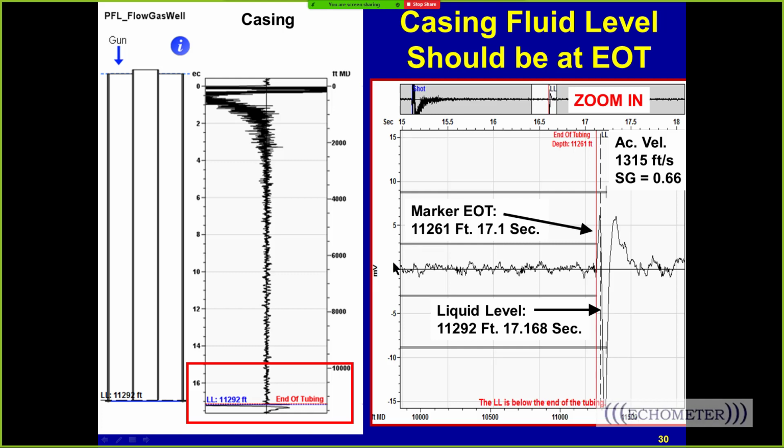And so this well is a fairly deep well. It's over 10,000 foot deep. The end of the tubing is 11,261 feet, and it could be a marker because there's our upkick right there. And our liquid level is right there below the end of the tubing, and that's normal. And the acoustic velocity in this well is 1,315 feet per second, and that's a methane gas gravity of about 0.66. And so this is what you should expect to see.